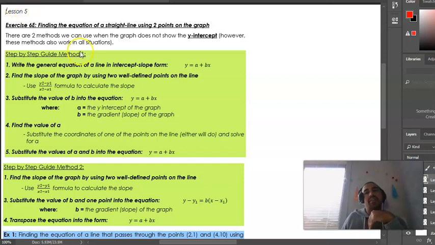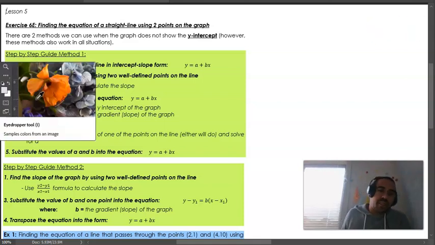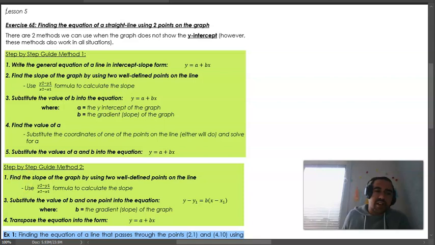Mr. Herman here, and this lesson, Lesson 5, is looking into Exercise 6E, finding the equation of a straight line using 2 points on a graph. This is different from the previous exercise, Exercise 6D, because we're now just solely using 2 points without being given what the y-intercept is. So you remember that the format y equals a plus bx, the a was the y-intercept, and the b was the slope.